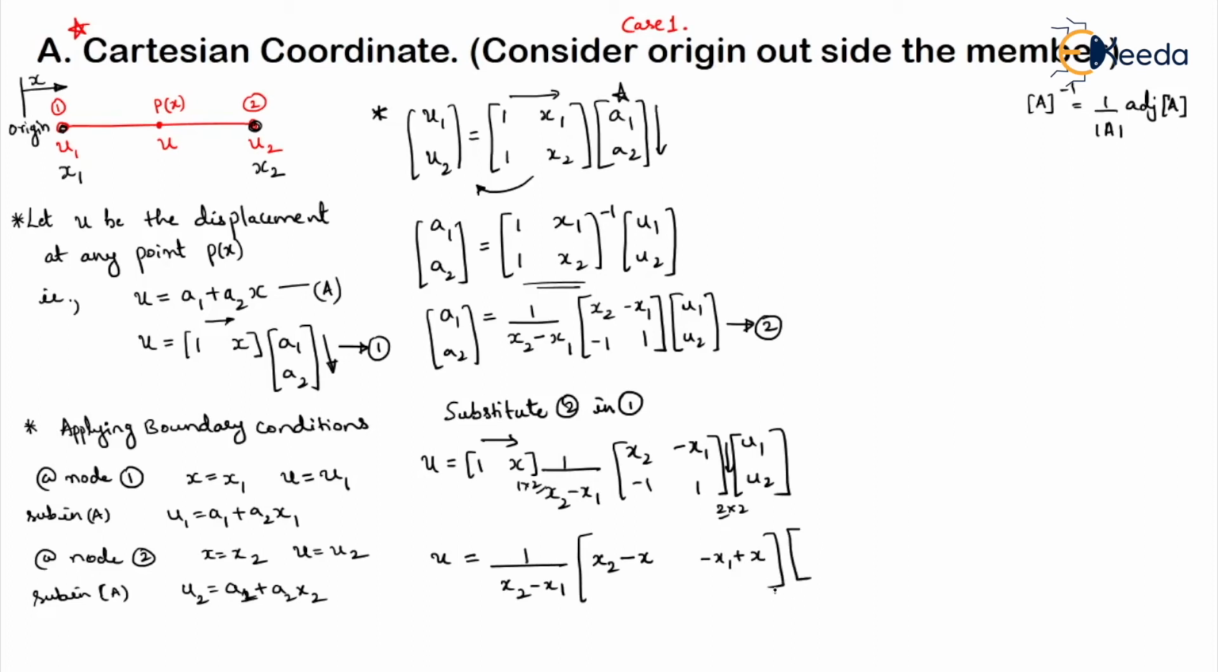Right. So this is your 1 into 2 matrix. Here you will have u1 and u2. Now let us take this inside. So I am writing it here. So you will be what?